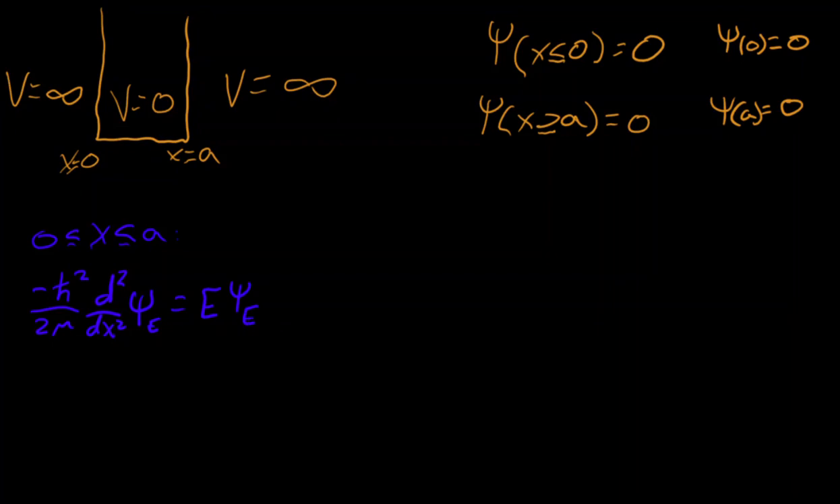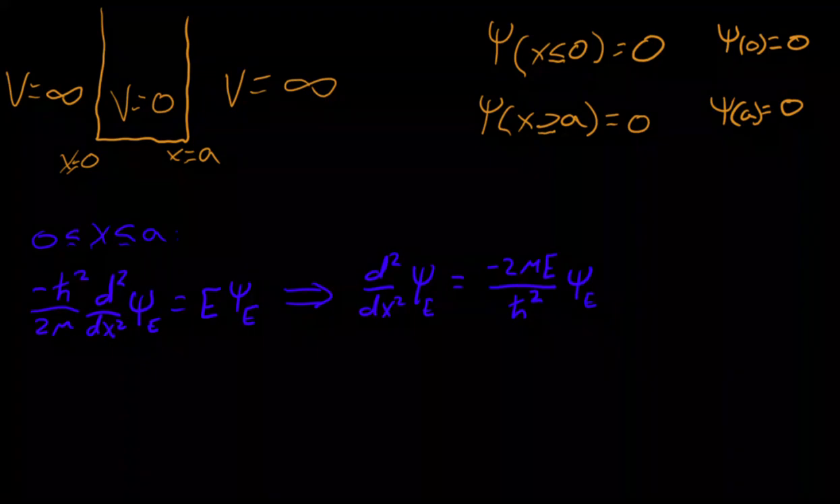The next thing we are going to do is rearrange this equation a little bit. If we rearrange it, we want d squared by dx squared psi e equals minus 2m e over h bar squared psi e.